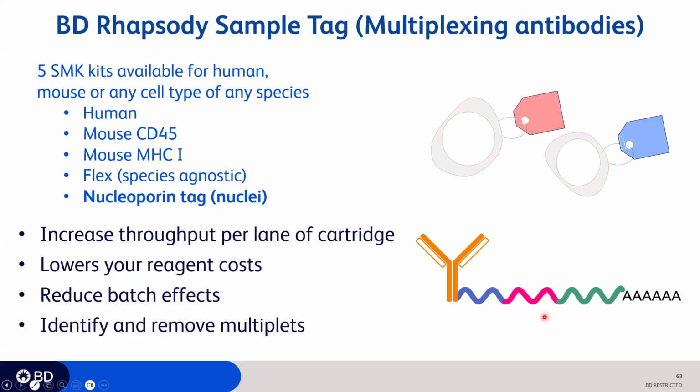We have a lot of different options for sample multiplexing, just kind of depending on what your project is, and we're happy to help you figure out which one works best for you. We have one for human samples as well as mouse. We have a nucleoporin tag, which is really popular with our ATAC-seq users, as well as this flex kit, which is species agnostic, and we can talk about how that works if you're interested.